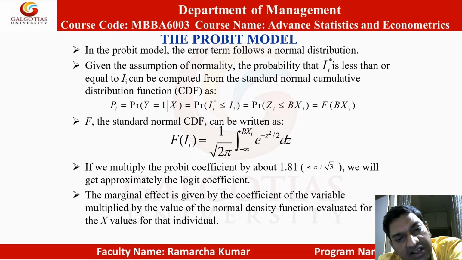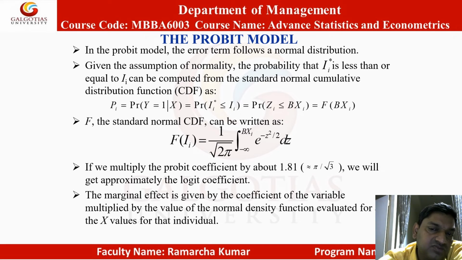If we multiply the Probit coefficient by about 1.81, which is roughly equal to pi upon square root of 3, we will get approximately the Logit coefficient. The marginal effect is given by the coefficient of the variable multiplied by the density of the normal density function evaluated for the x values for that individual.